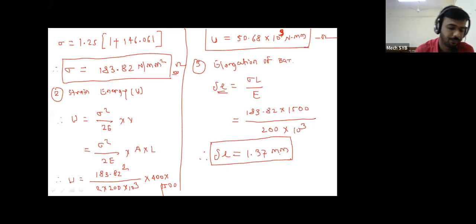Please check your answer. 1.37 or 1.38, no problem. But it should not be 2.37 or 3.37 or only 0.37. This is the maximum difference. So 1.37 or 1.38, or sometimes you will get 1.36. That much variation will be accepted in the answers. We checked 1.37. This is the total elongation of the bar. 1.37, 1.378. Yes, all the answers are correct.